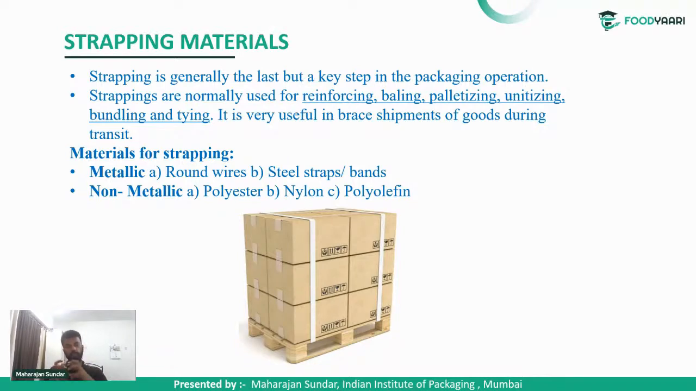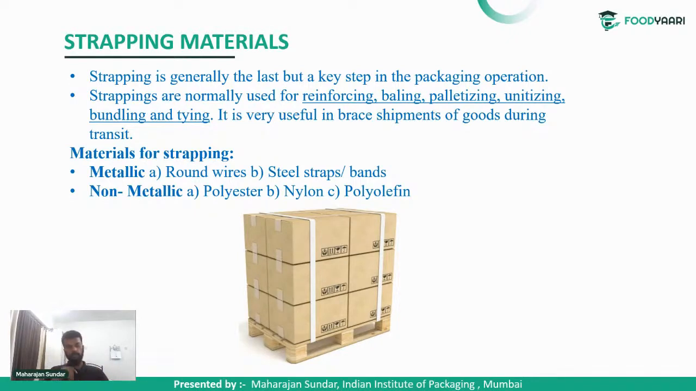However, for heavy products like industrial packaging, when an engine is transferred from one place to another, round wires or steel straps or bands are used. But in packaging of consumer goods, of food products, a product will be packed in a primary package, secondary package, and distribution package, and then it is packed in a container, and it will be strapped.